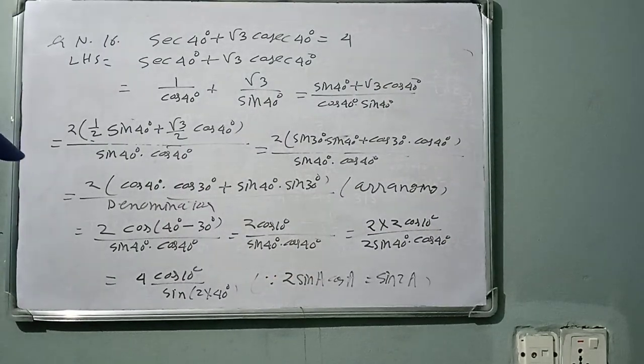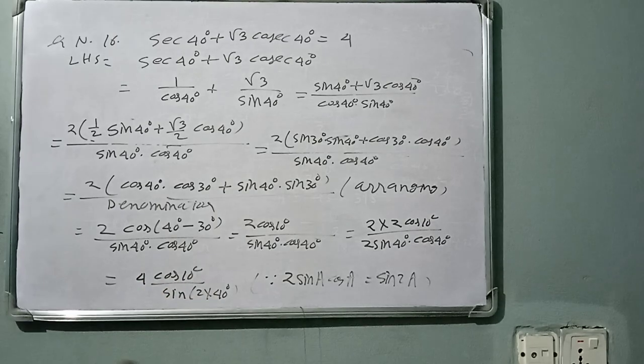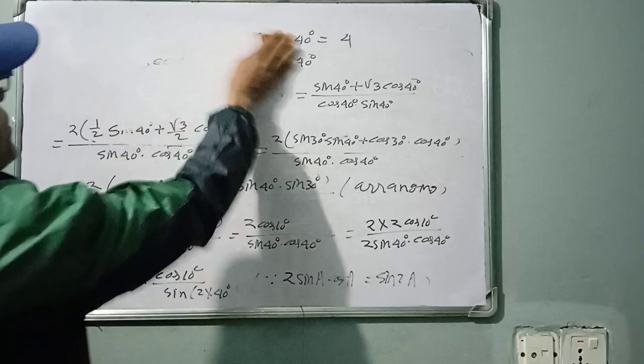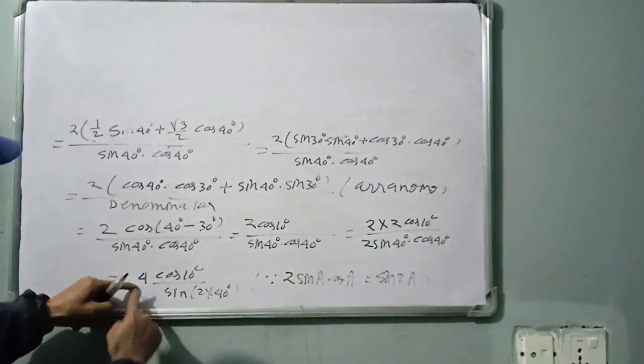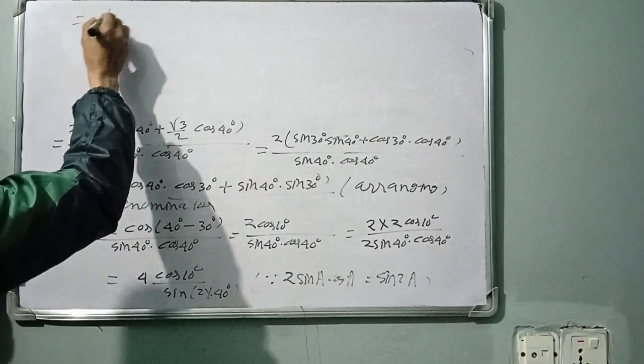Now, what can you do? 4 cos 10 over sin 2 into 40 degree. Now, change into the same ratio to get 4. This is 4. The right side is also 4. Now, continue.